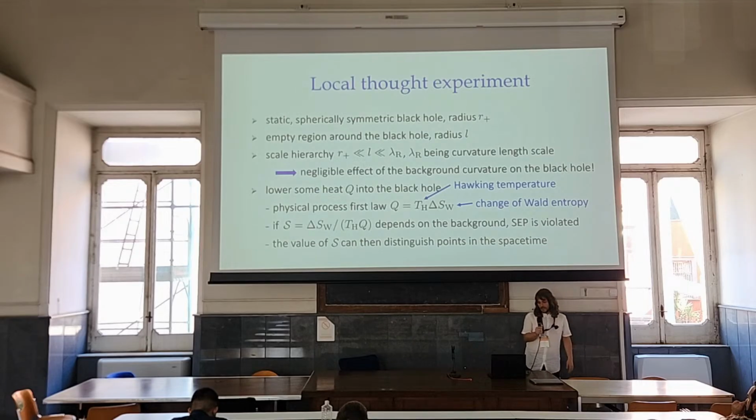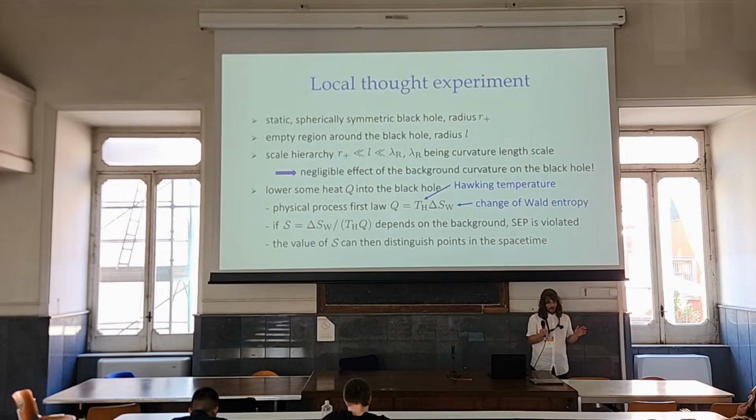And in this case, the particulars of the idea are we have to have a static, spherically symmetric black hole. There is probably no problem with generalizing this to rotating black holes or charged black holes or anything. We just went for the simplest case. And around this black hole, we have to assume an empty region of some radius L much bigger than the radius of the black hole itself.